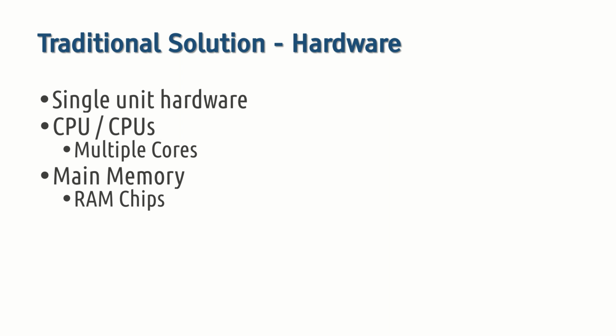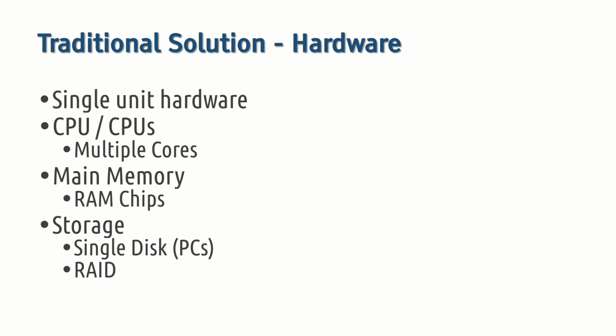Then we have the main memory in the form of RAM chips. Generally, most laptops equip themselves with one chip, max two chips. Same is the case with desktops. But servers can actually go up to 8, 12, 16, any number of chips, depending on how big the hardware is and how expensive the hardware is.